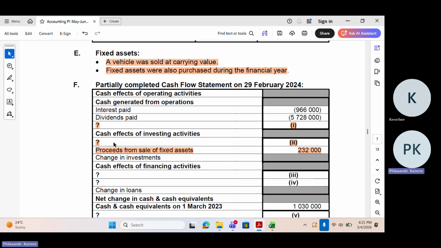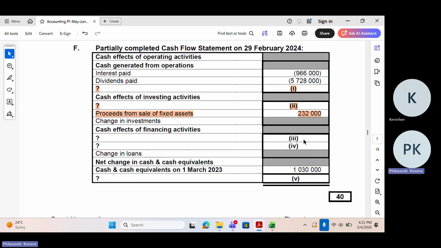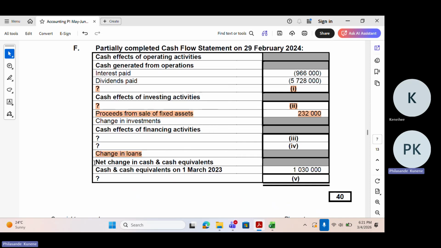So which means in this one we need to have what? Purchase of fixed asset. Financing activities, we have 3 and 4 here. I don't know what we need to put here, whether it's proceeds from issue of shares, share buyback. Those are the things you might have to look at, because changes in loan is here already, so we don't have to worry about that.